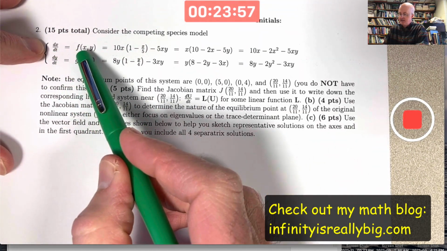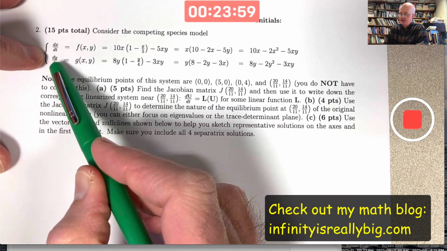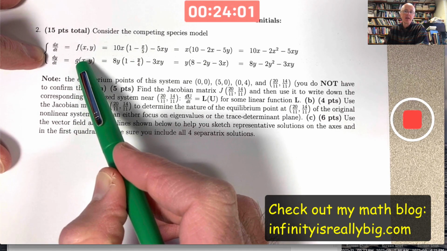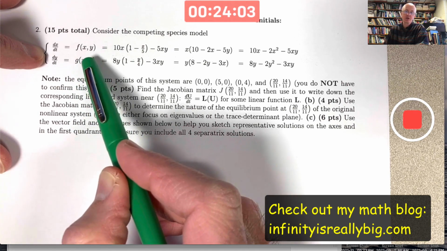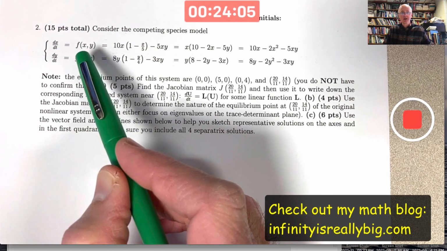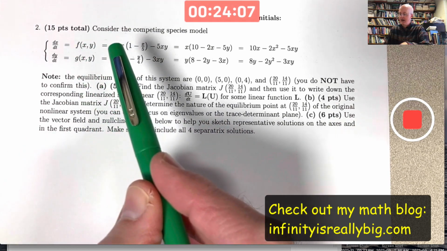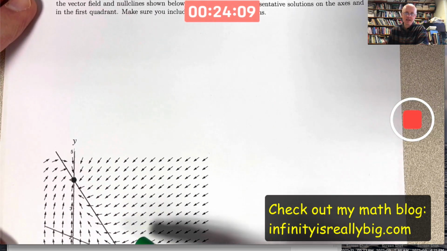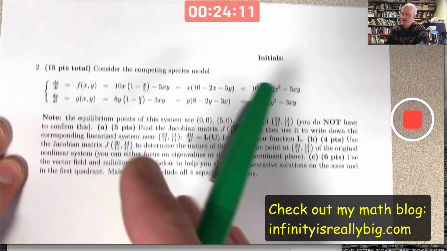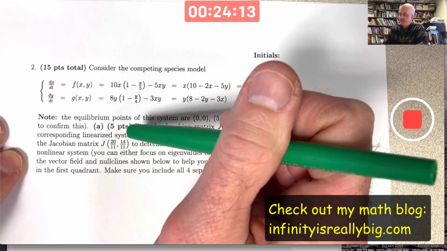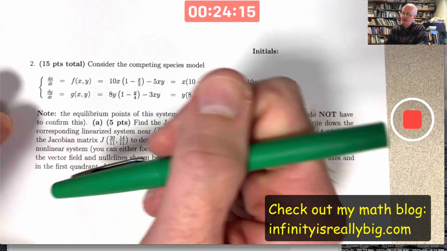dx dt is some function f of xy. dy dt is some function g of xy. Because those right-hand side functions don't depend on time, we call this an autonomous system. And that makes the phase plane easier to think about. It's a static phase portrait. It is a competing species model.